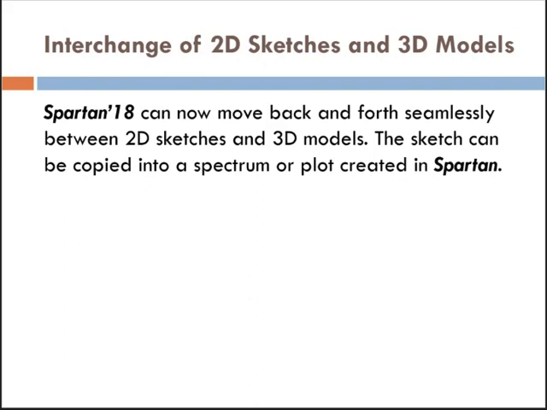Interchange of 2D sketches and 3D models. Spartan, for a long time, as I mentioned, could either build things in 3D, that was its origin, or draw things in 2D. And for quite a while, those two worlds were quite separate. You either did one or the other. We can now merge them cleanly and try to use the 2D models that we get out as things we can insert into pictures.